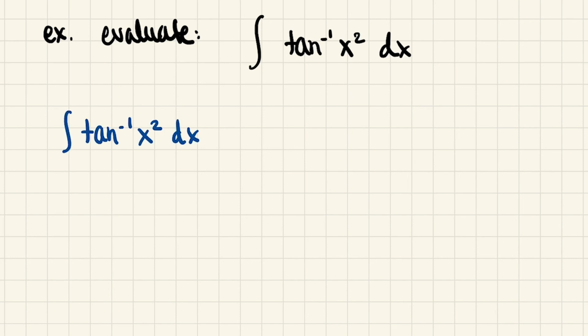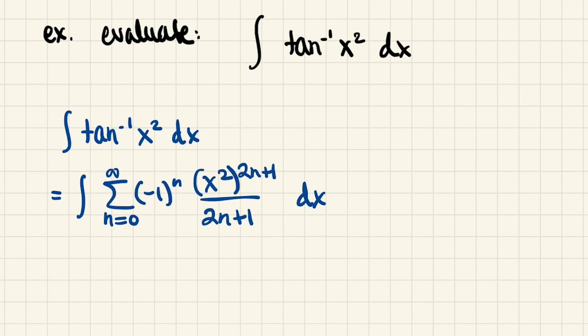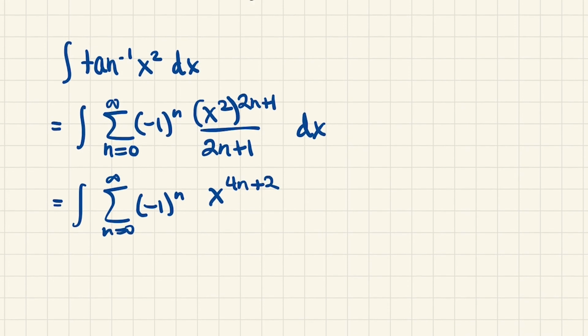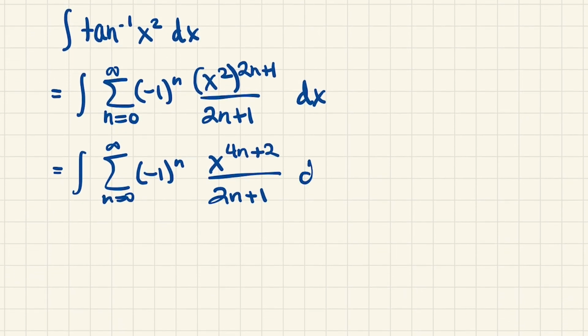Okay, so the first thing we want is the power series for inverse tangent of x squared. Well, we know what the power series for inverse tangent of x looks like. So let's just replace x with x squared in that power series. So that's going to give us x to the 4n plus 2 over 2n plus 1. Okay, very good. This is what we have to integrate now.